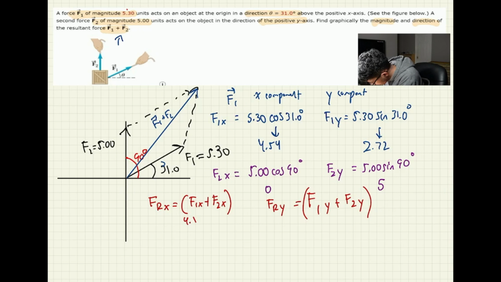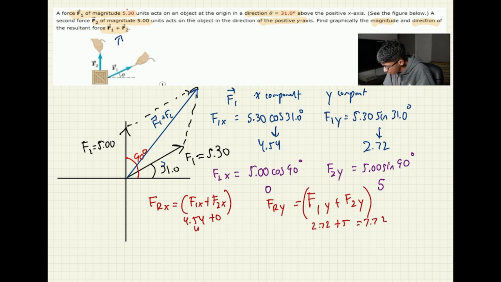F(1x) was 4.54 and F(2x) was 0, so it's good. And F(1y) was 2.72 and F(2y) was 5. Okay, just add these. You have 7.72 for F(r)y, and you have 4.54 for F(r)x. Okay, now that we found this for F(r)x and F(r)y.